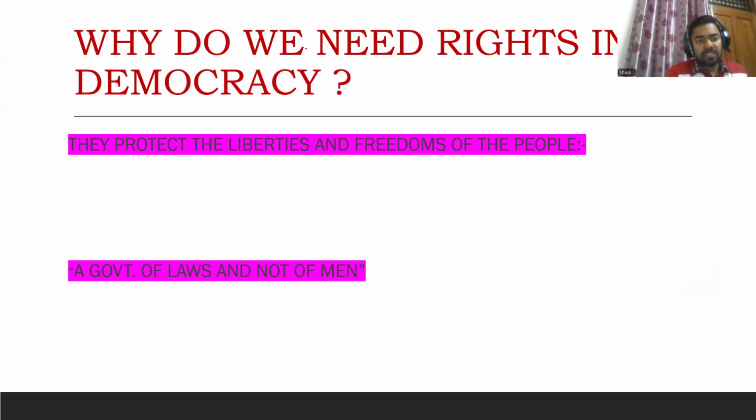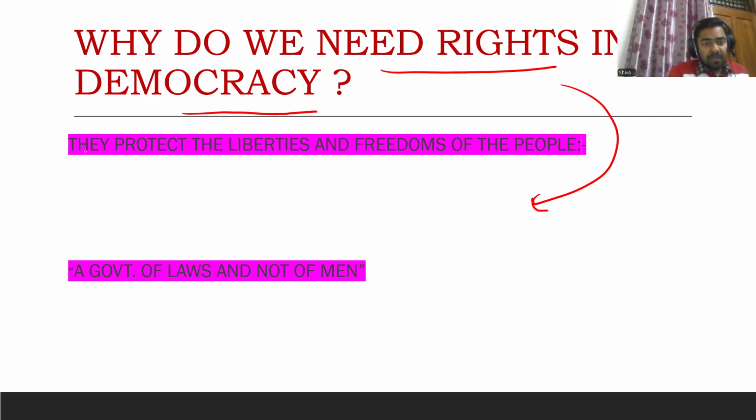Now, the question is that why do we need rights in a democracy? Very, very important question. Why do we need rights? Why have our constitutional forefathers mentioned it separately and made it fundamental and put it in Part Third? So they protect, because the fundamental rights are there in the constitution, they protect the liberties and the freedom of the people which have been curtailed in the past.